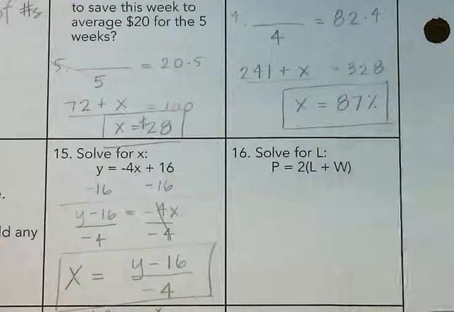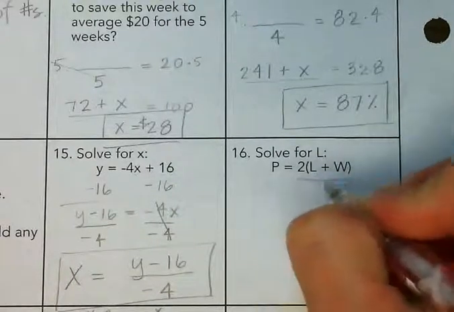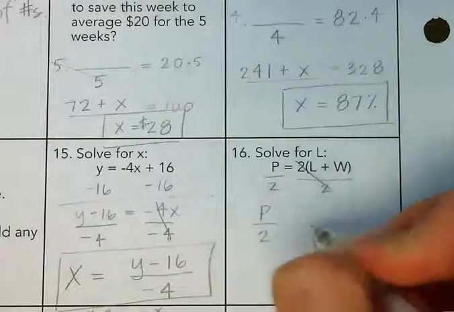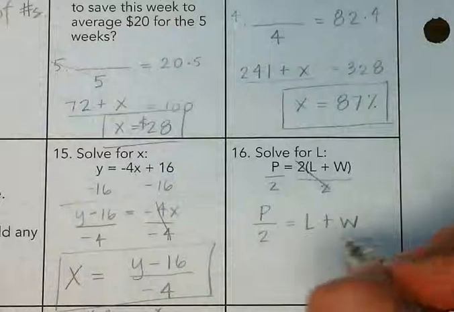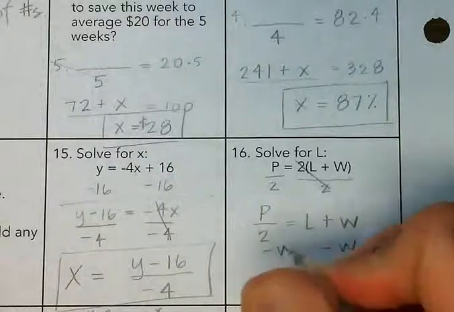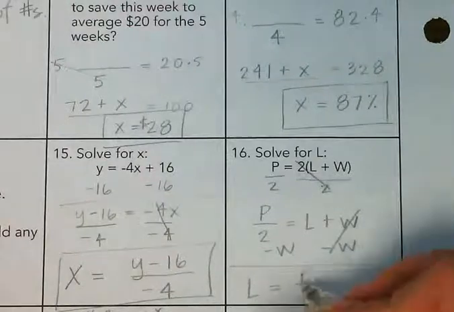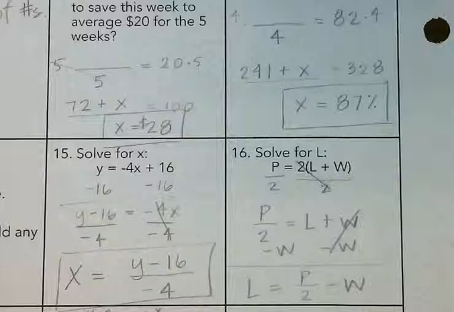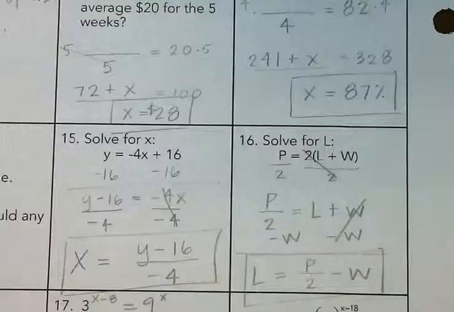So the first thing we need to do, and you have a couple of choices. You could distribute the 2, but I'm actually going to start off by dividing by 2, because that will cancel that out. So we have to divide that by 2. So now we have P divided by 2 equals L plus W. We're solving for L, so we need to get rid of the W, and we do that by subtracting W from both sides. That disappears. So L is by itself, and we have P divided by 2 minus W. And that would be your solution. So that's solving for an indicated variable.